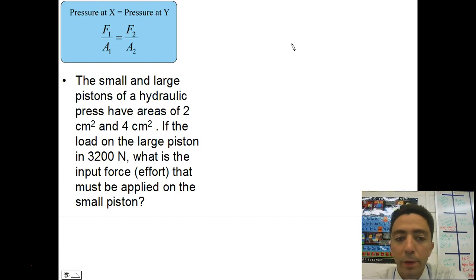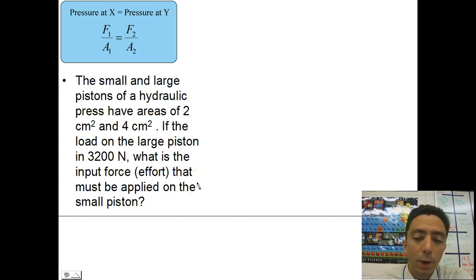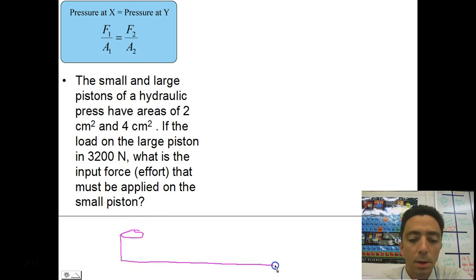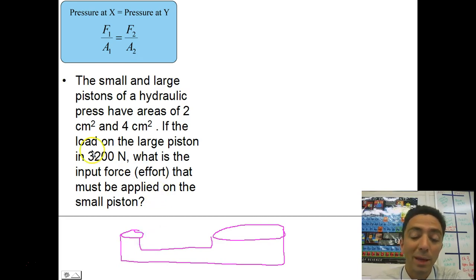Probably the most important part of the video is doing a practice problem, right? So I've got one written over here. Anytime you do a practice problem, I really recommend doing a drawing of the pistons. And so our pistons look kind of like this, right? A small piston, and then we've got our large piston. And the reason why you should draw this is to help keep it sorted out, right? You want F1 with A1, and you want F2 with A2.